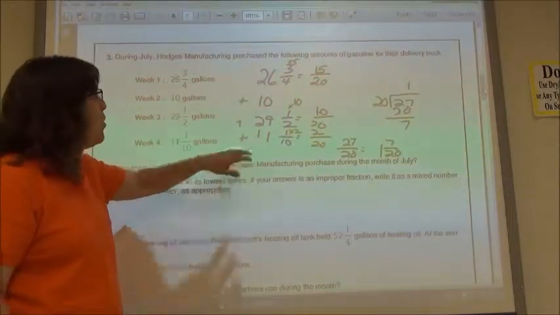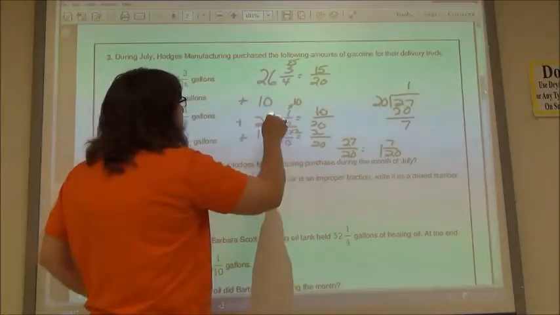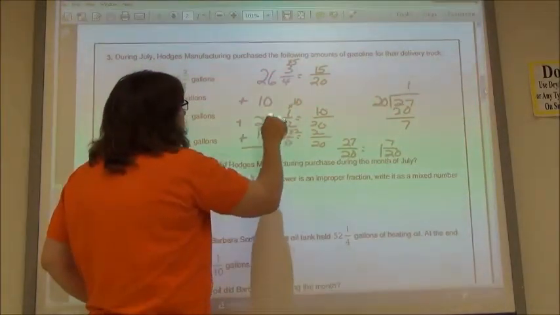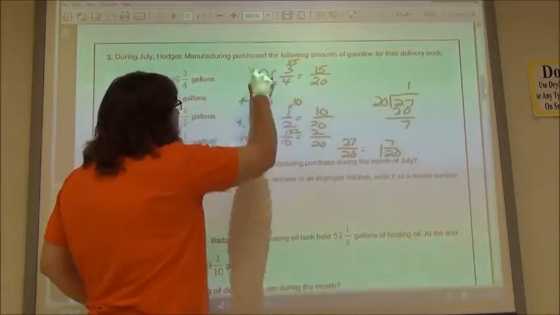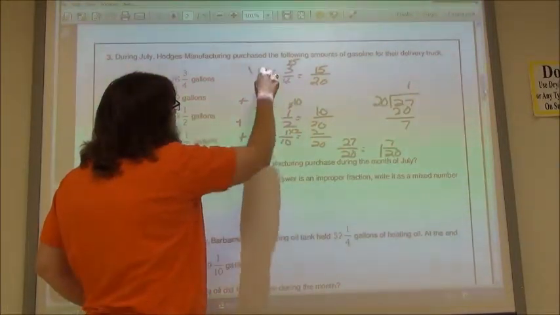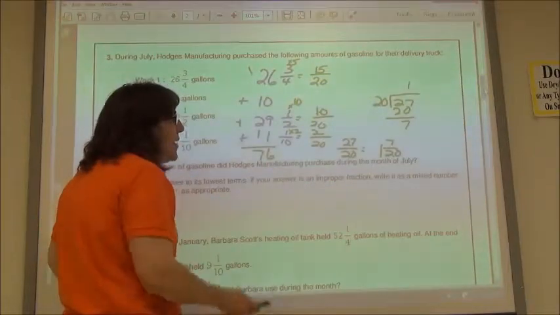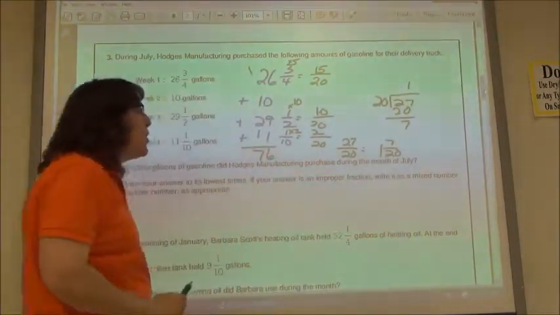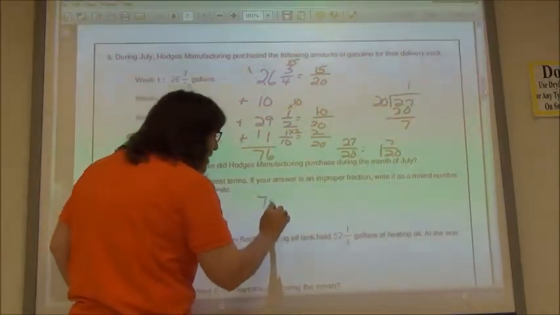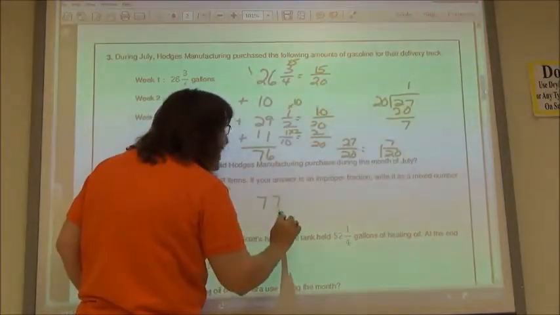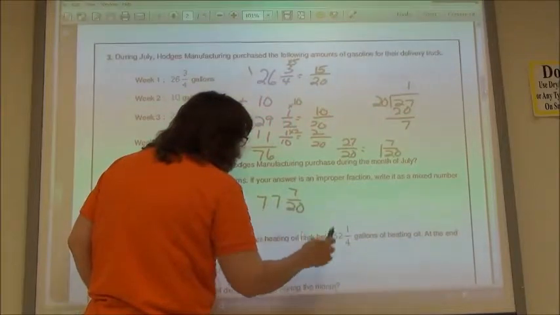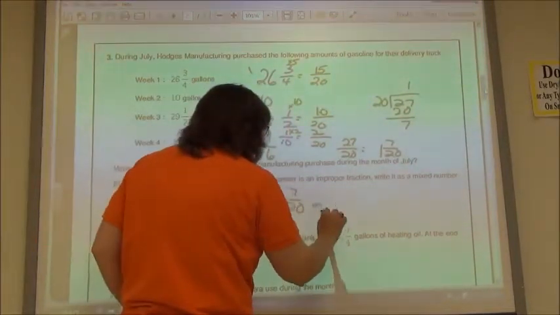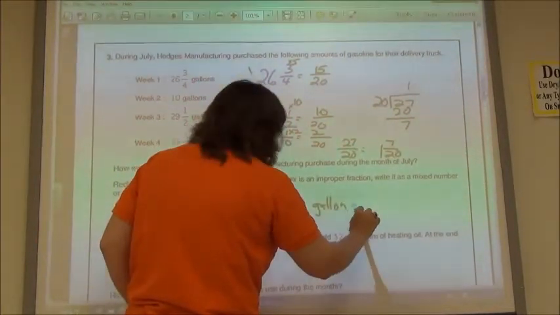So then I add my whole numbers together. So if I add this, I would get 10 plus 6 is 16. Carry my 1, 3, 4, 5, 6, 7, 76. So I have to remember I'm taking 76 plus my 1 and 7/20. So my total then, 76 plus 1 is 77 and 7/20. And that would be gallons.